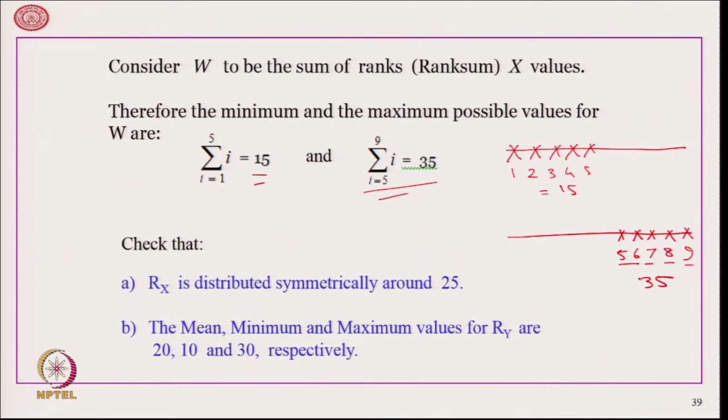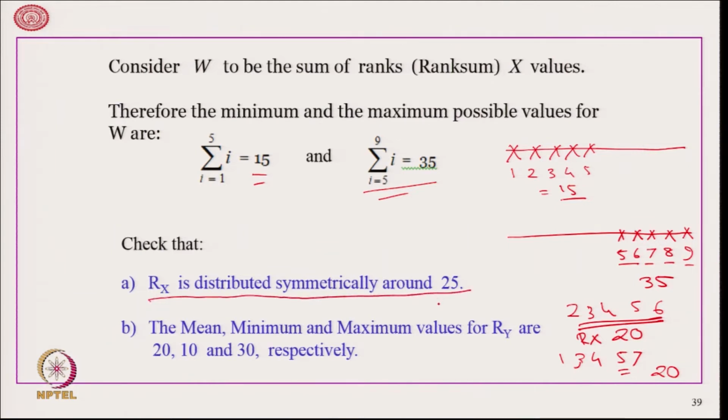Now, this is a distribution because R x can take the value 15 only in this way, but R x can take the value 20 in different ways. Suppose R x takes the ranks 2nd, 4th, 5th, 6th and 3rd, that will give us the value of R x equal to 20, but we can also get it in the form, say, 1, 3, 4, 5, 7. That will also give us the value 20. Therefore, as we look at the values of the statistic R x, we shall find that it can take values between 15 and 35 with different probabilities. I want you to check that R x is distributed symmetrically around the value 25.